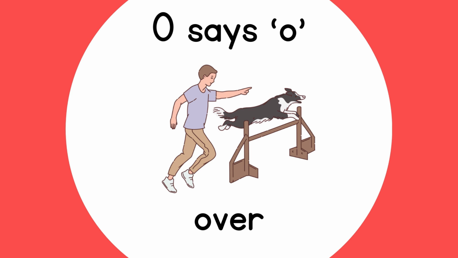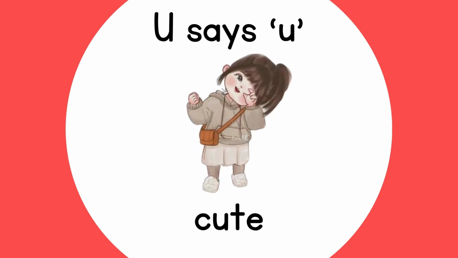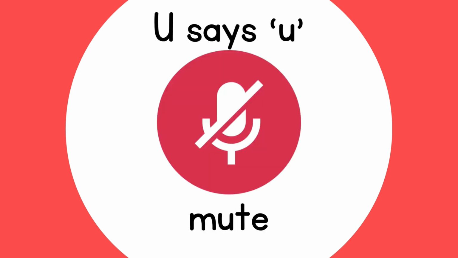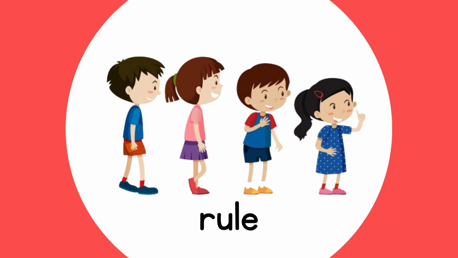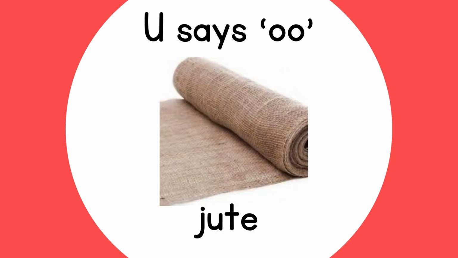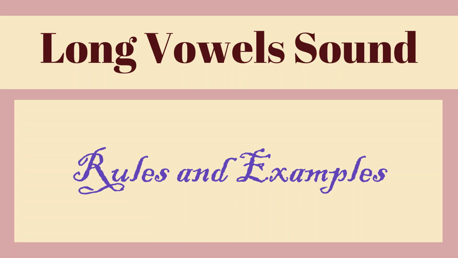O says O, as in over, cold. U says U, as in cute, mute. U also says oo, as in rule, jute. So you have two sounds. Let us understand this using rules and examples.